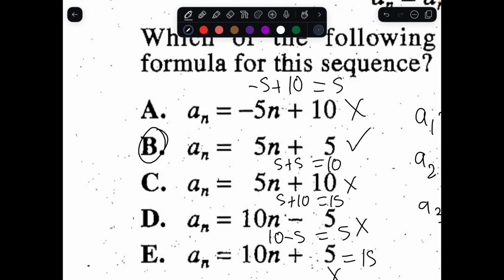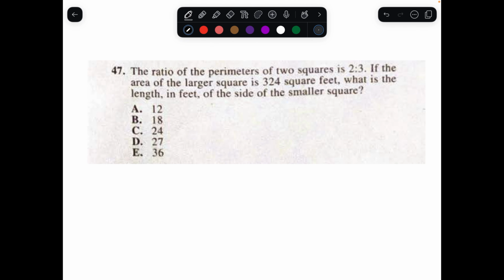On to question 47, which says the ratio of the two perimeters of two squares is 2 to 3. If the area of the larger square is 324 square feet, what is the length in feet of the side of the smaller square?